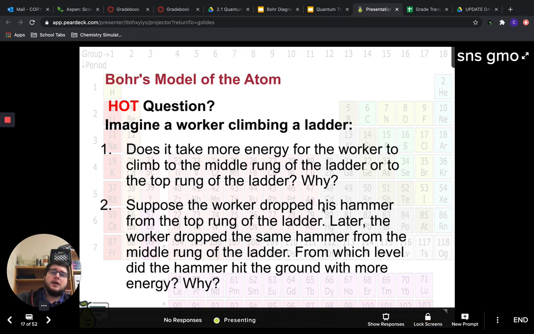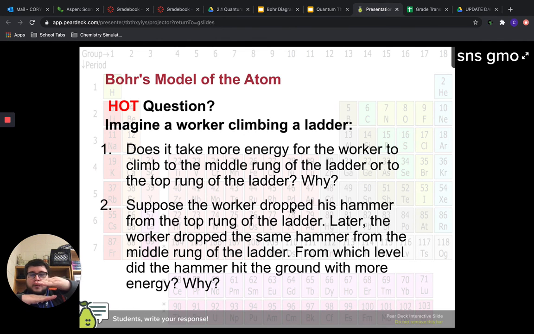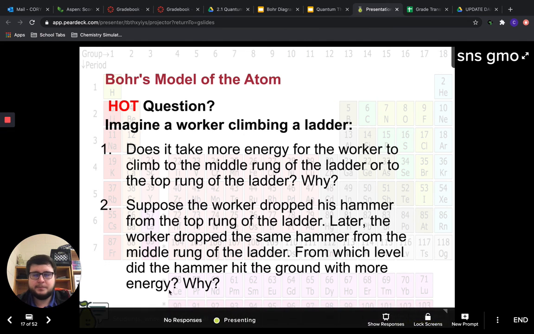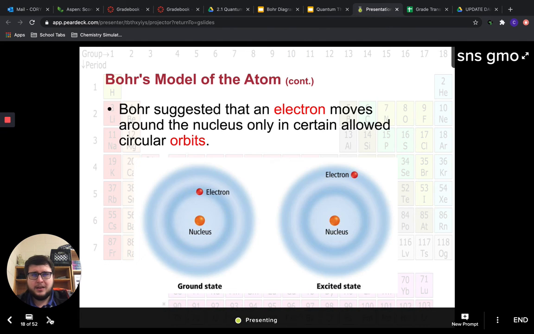Okay. So if you said that it takes more energy for him to climb to the top, that's correct, and same with more energy dropping the hammer from the top. The reason is because you're further off the ground. If this is the ground and I'm here and I fall, it's not going to hurt as bad as if I fell from up here, right? So the higher you are, the more energy you have. And it's kind of the same with atoms, really, and electrons.